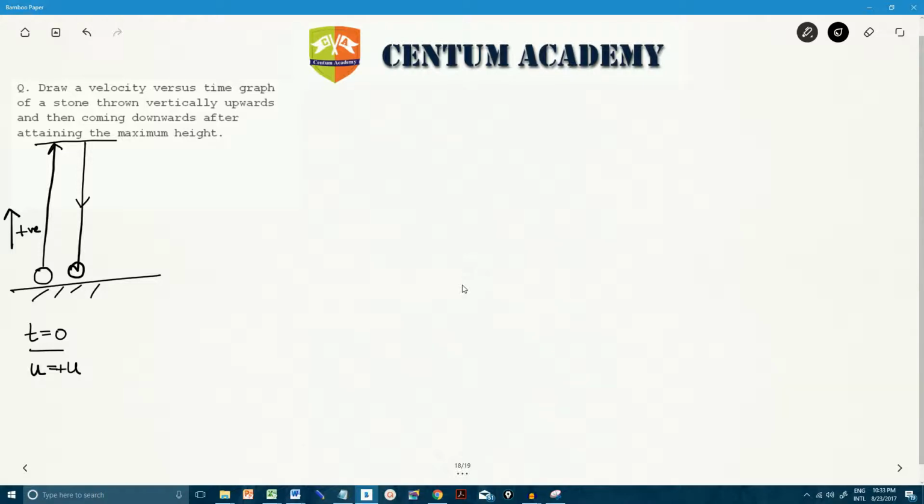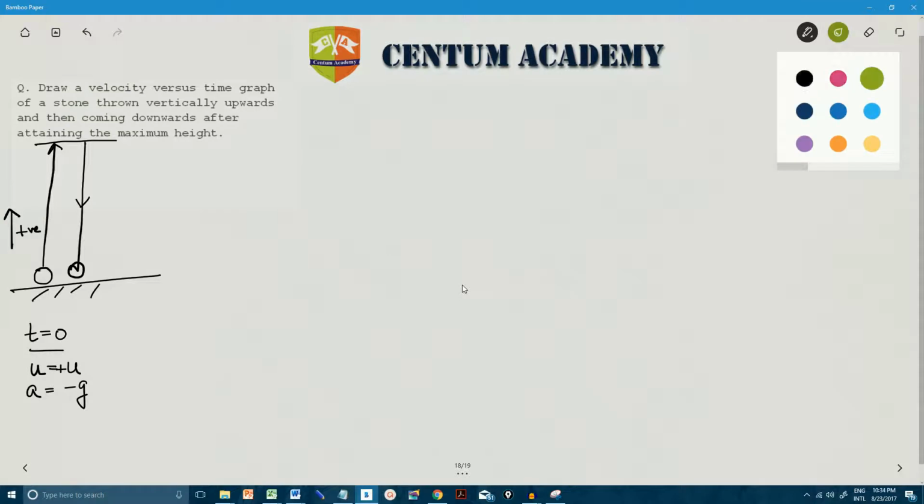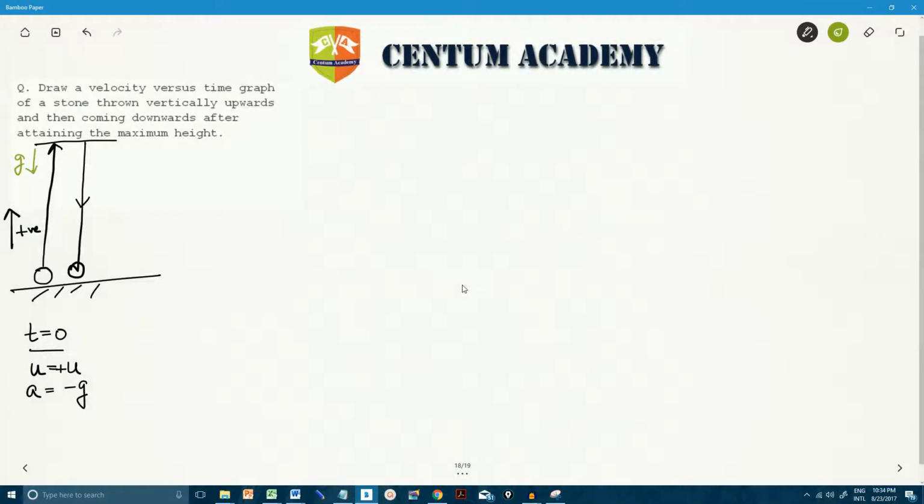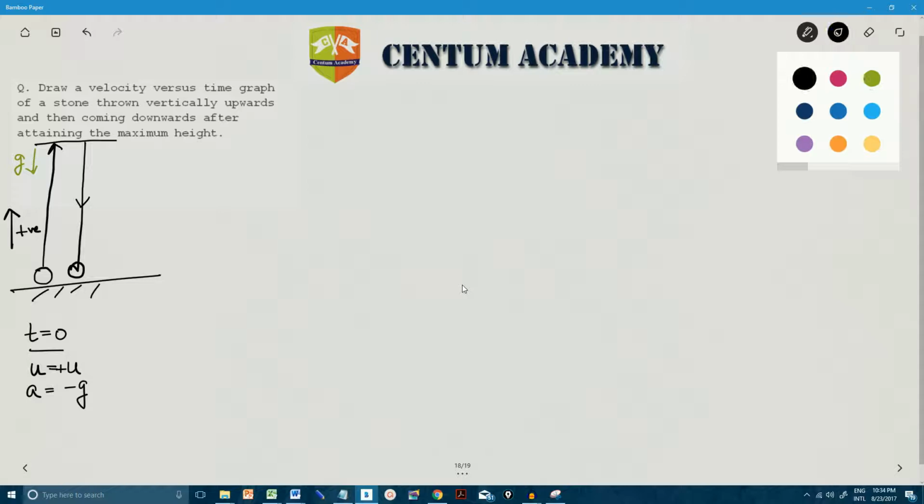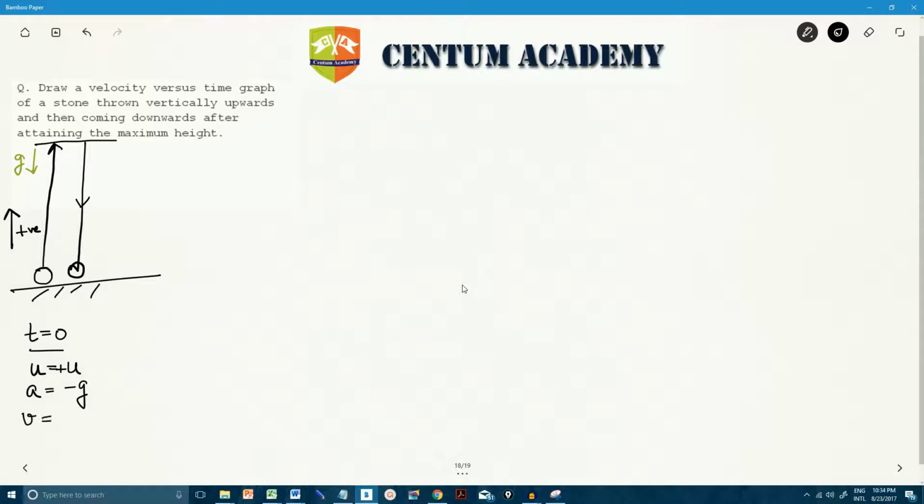Why? Because it was thrown up. Then acceleration was negative g. Why? Because the acceleration always acts downwards when the body is thrown upwards. So the direction of acceleration is this. Since it is downward, I'll be taking the value of acceleration as negative g. Okay, now at the highest point v will be 0.